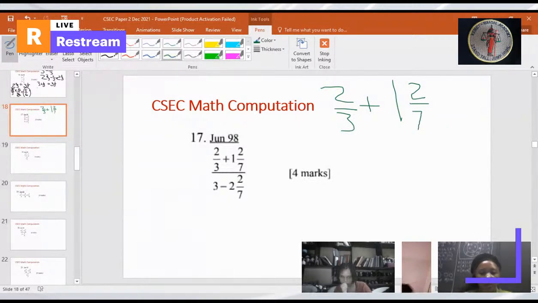All right, so what do we do? Sums first. Since there is no whole number for the first, there is a whole number for the second.